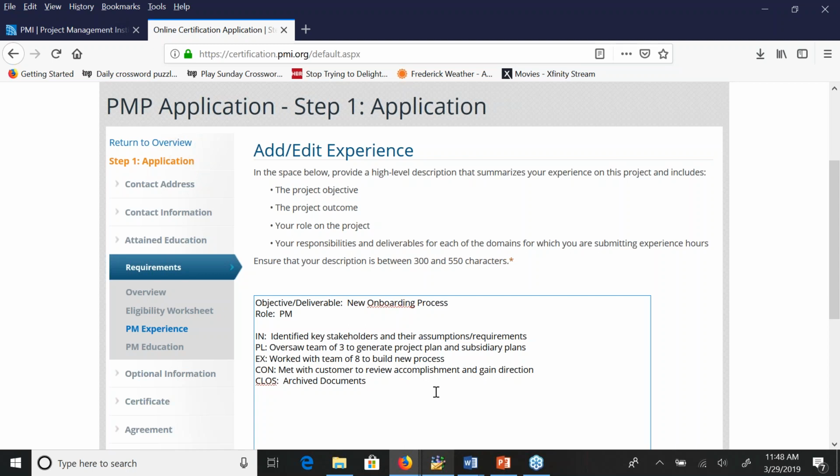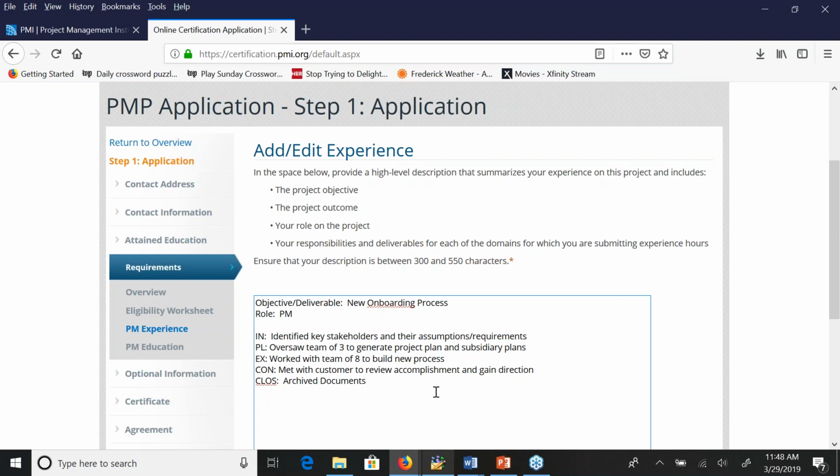It really doesn't. So just so you know, if you're wondering where you get the verbiage for these little one-line descriptions? Oh, it's the page you printed off just before you got to this page. That's right, the domains. You remember we were looking at the domains? This is them. I printed them out. And now I can fill in that data. Executing, worked with team of 8 to build the new process.